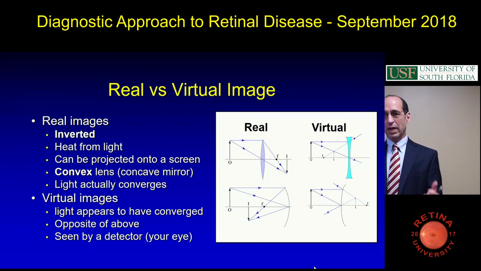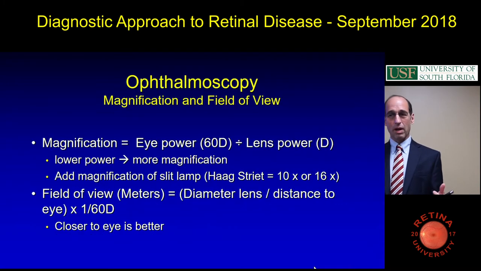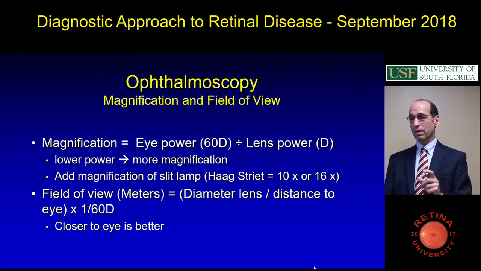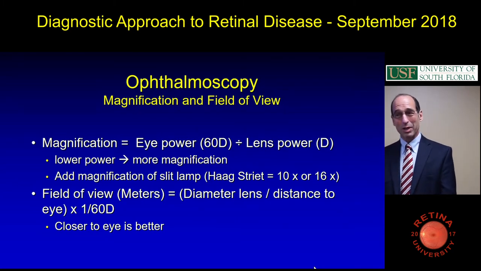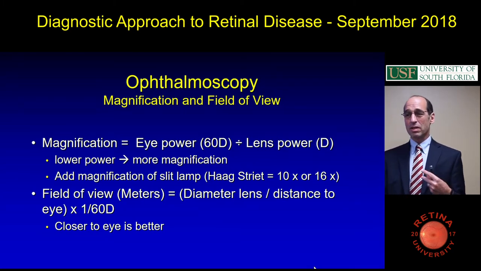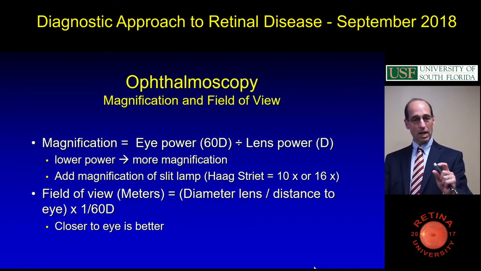So the magnification and field of view is important on all your different lenses, partly for board purposes, but partly because you're going to need to pick a lens. I use a 20 for the indirect and a 78 for the slit lamp, but there are 20, 28s and 30s, and there's 78 and 90s, and there's wide field 90s and regular 90s.